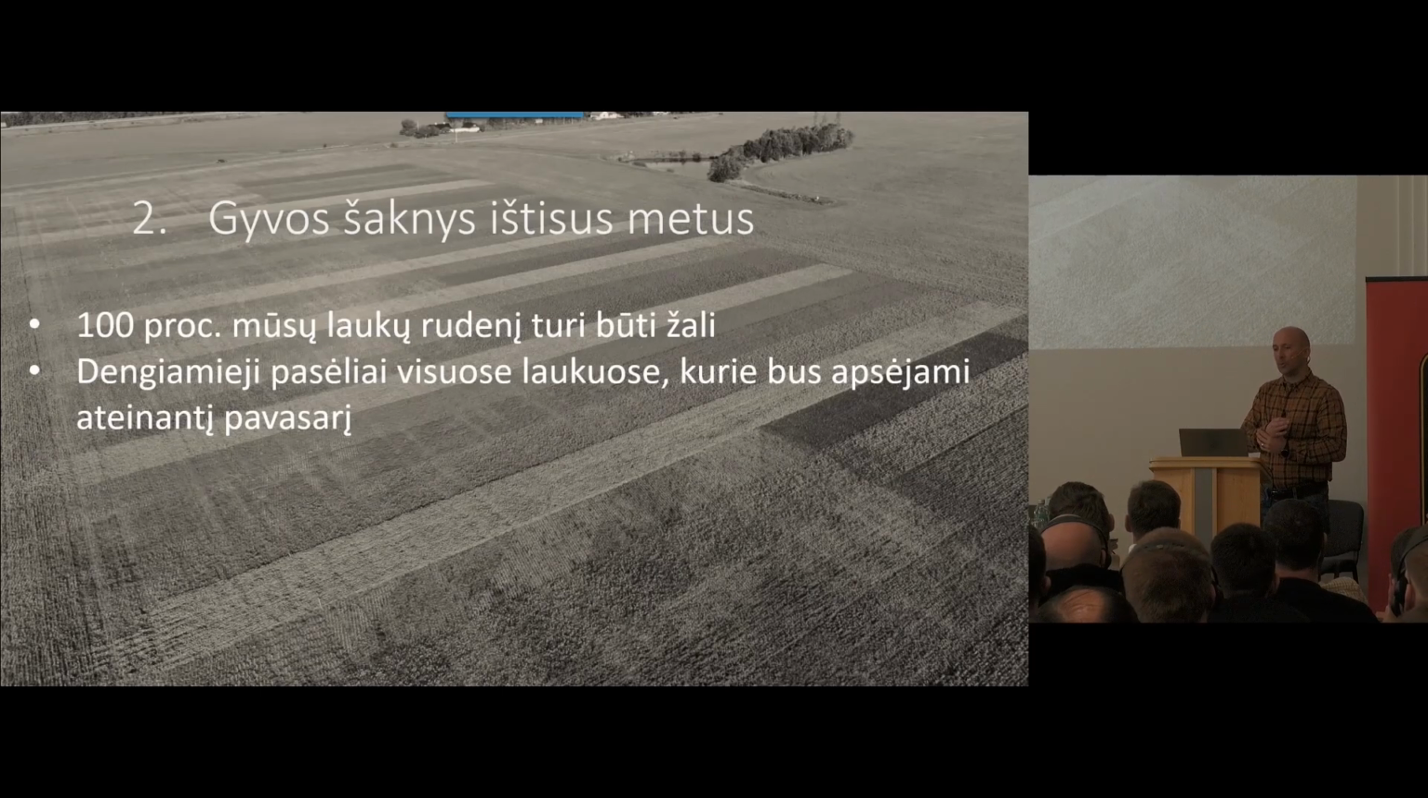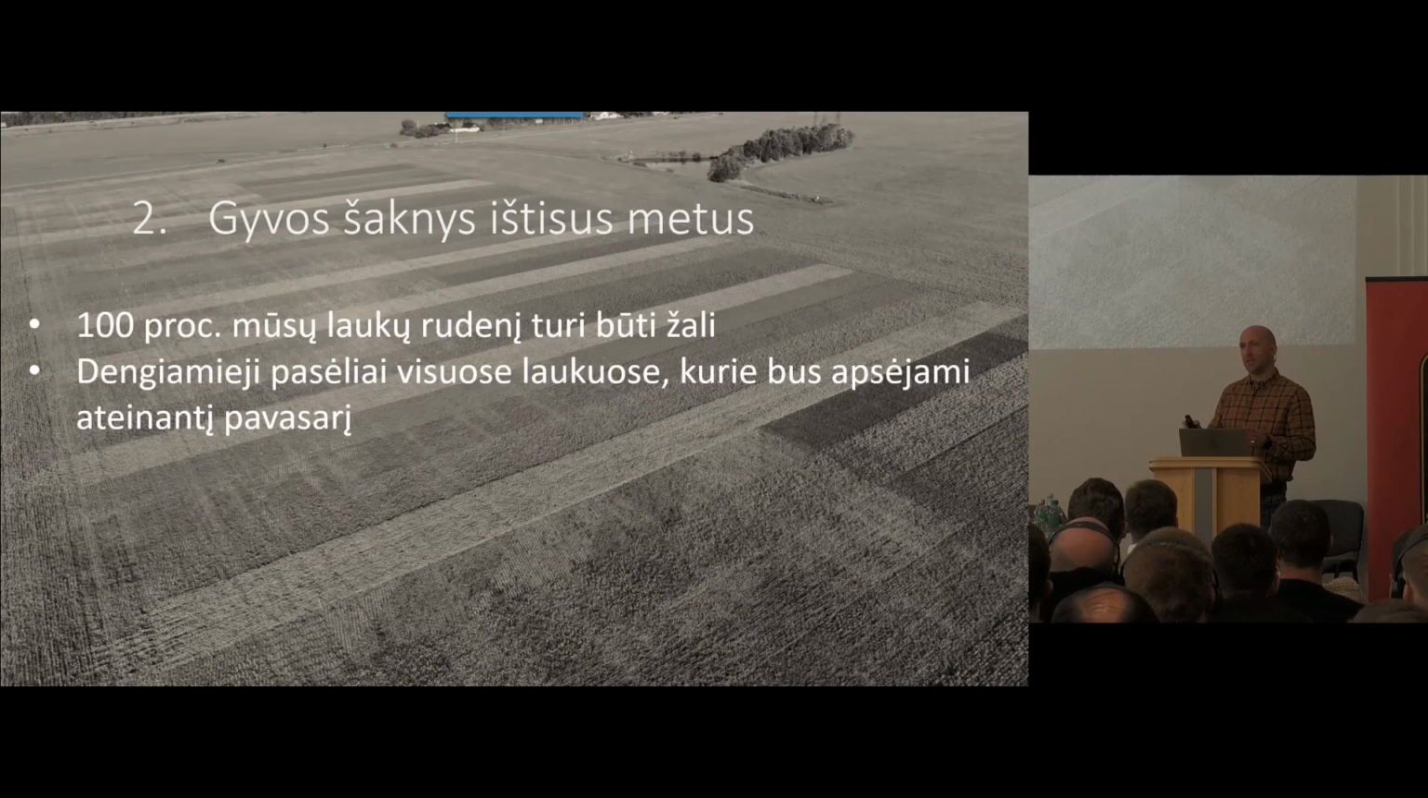So living roots all year round is another goal, and for us, the goal is to have 100% of our fields covered and green in the autumn. And that means all the fields that are not seeded in the autumn should be seeded with cover crops after harvest.